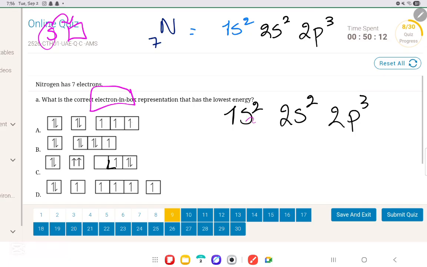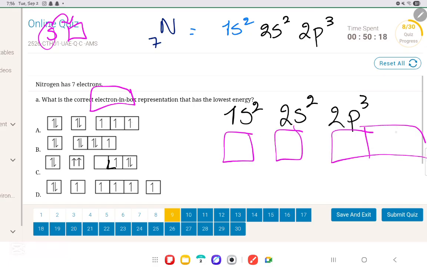First of all, for S, we have 1 box. And for P, we have how many boxes? 1 big box separated into 3. Now they're looking for the lowest energy level. Let us fill in the electrons. This has 2 electrons. That means you will have 1 up, 1 down. This also has 2 electrons. This means you will have 1 up, 1 down.